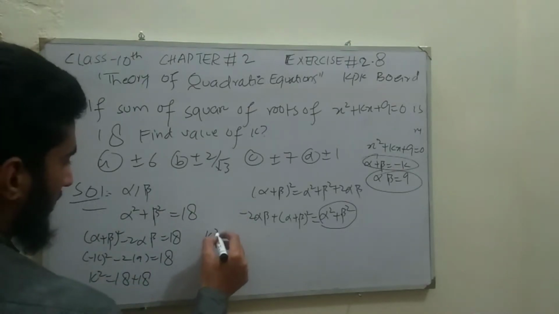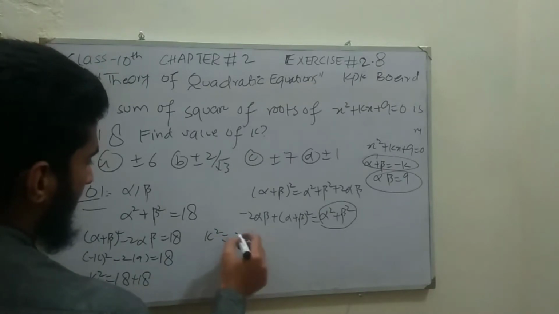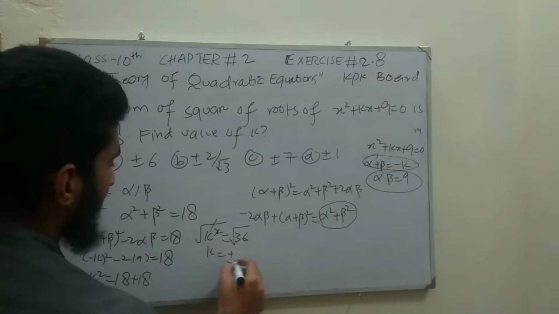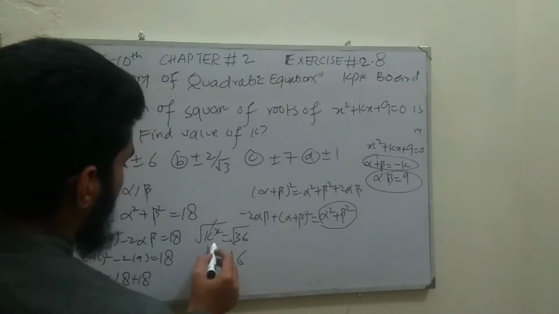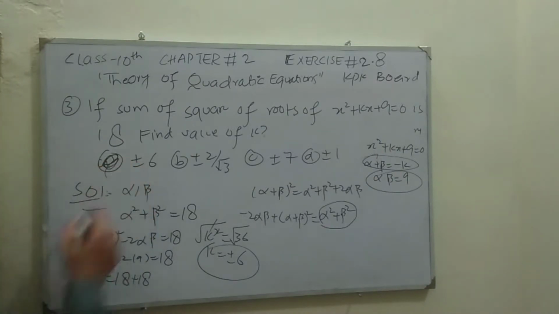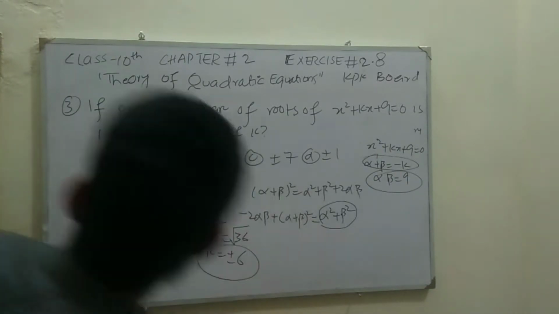So k square is equal to 18 plus 18, which gives us 36. Taking square root on both sides, the value of k will be equal to plus minus square root of 36, which is 6. So the value of k is equal to plus minus 6. So the correct option is option A. Move to fourth question.